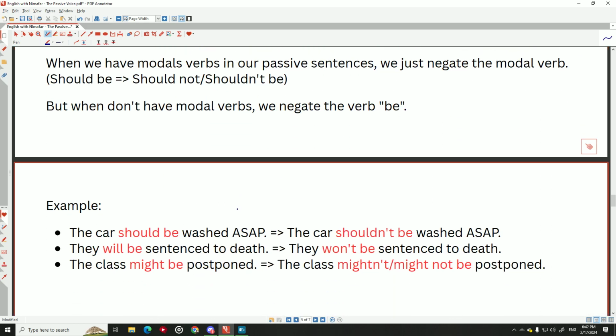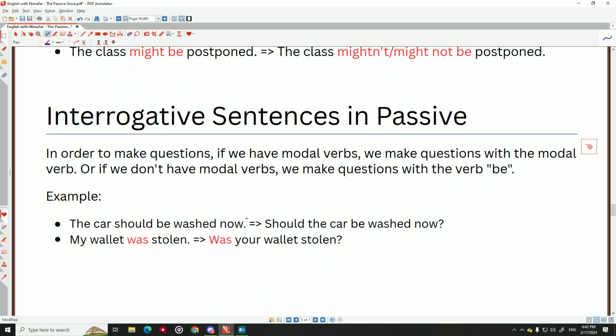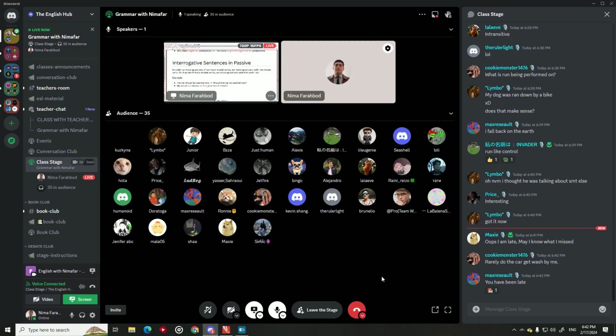The car should be washed ASAP. The car shouldn't be washed ASAP. They will be sentenced to death. They won't be sentenced to death. The class might be postponed. The class might not be. Interrogative sentences. Interrogative means questions. You want to ask some questions about something.